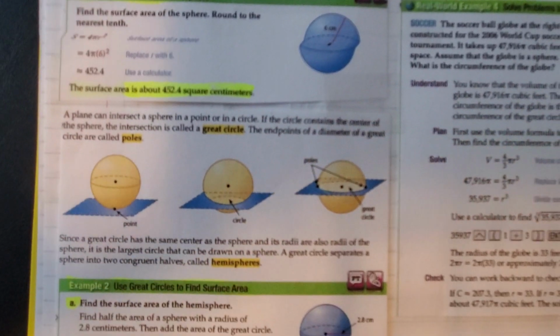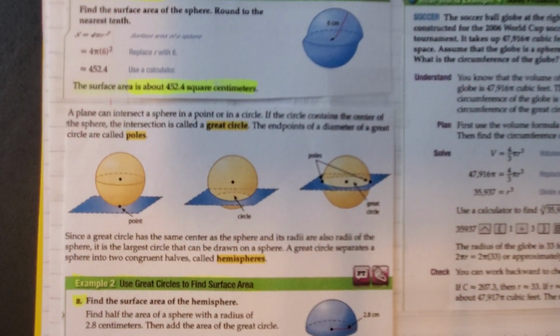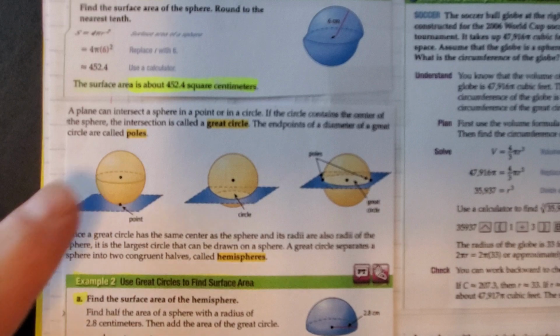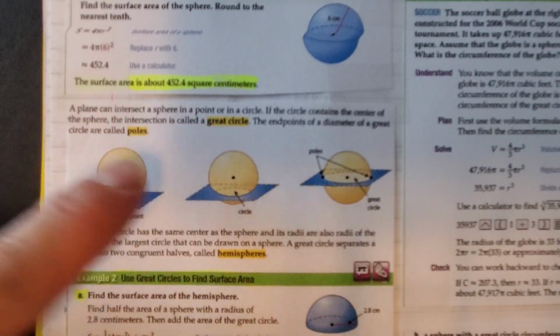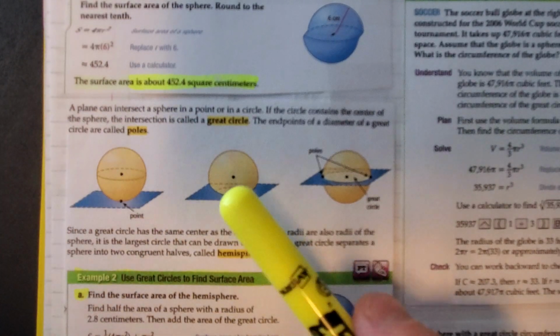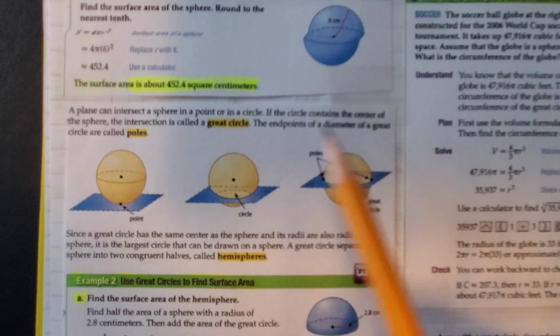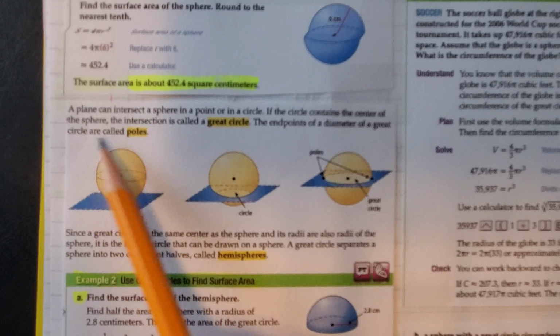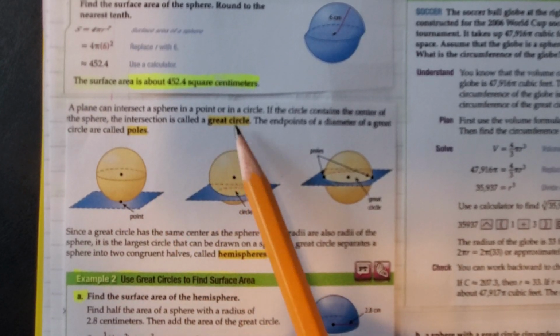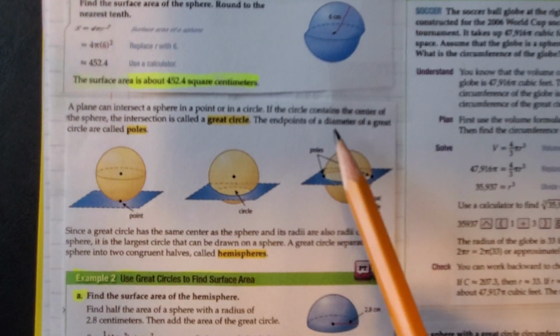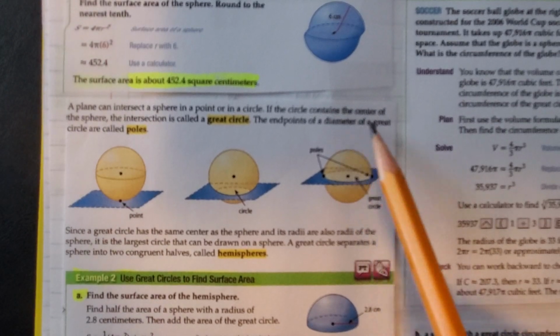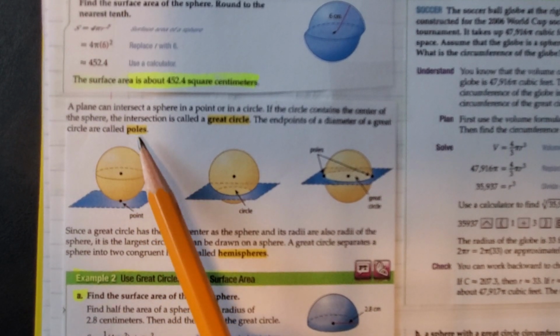Now, what I want to talk about are these three things. This is called extension of spheres. A plane can intersect a sphere in a point or in a circle. If the circle contains the center of the sphere, this intersection is called a great circle. The endpoints of a diameter of a great circle are called the poles.